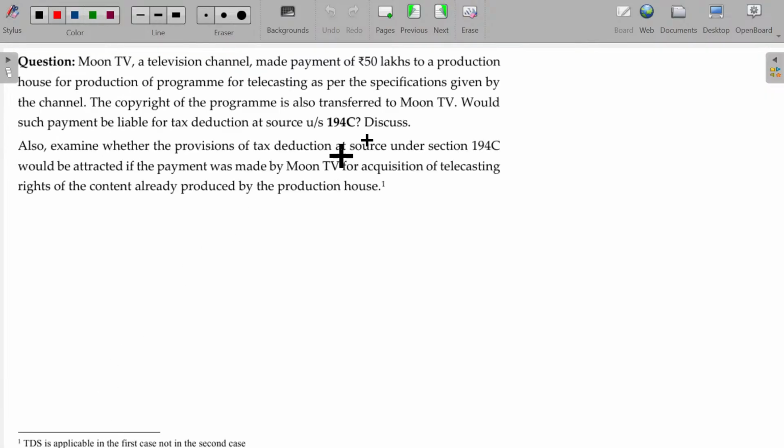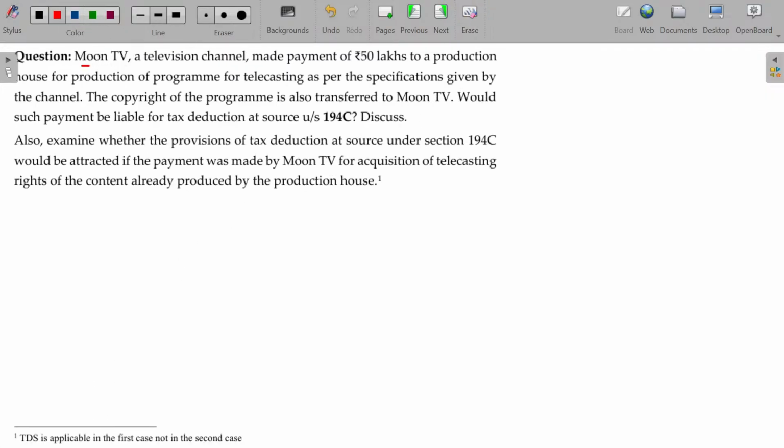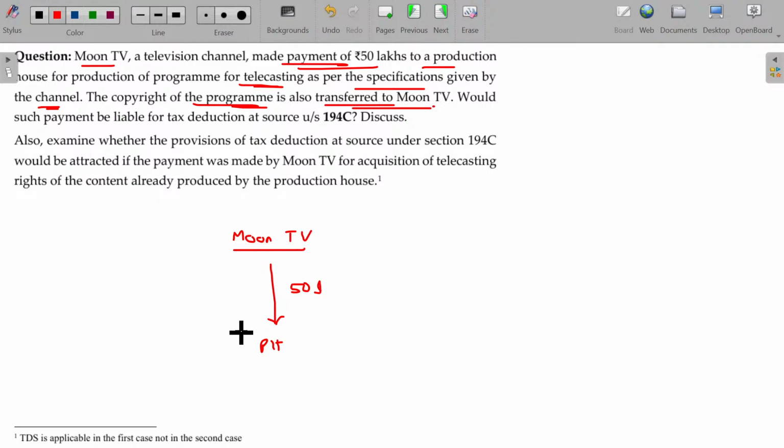Now, Moon TV, a television channel, made payment of 50 lakhs to the production house for telecasting as per the specification given by the channel. The copyright of the program is also transferred to Moon TV. So, the production house made the content ready and the complete right is also transferred. Would such payment be liable for TDS? Yes.